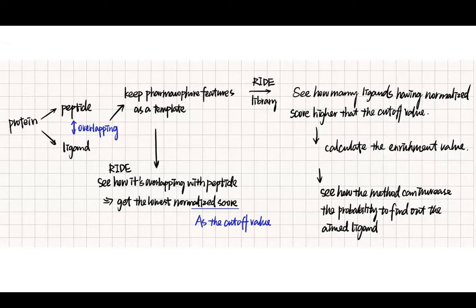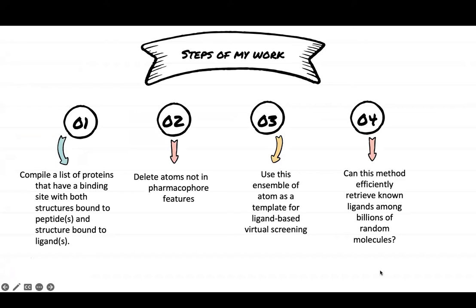If everything is good, especially the normalized scores, then use the template in a bigger library to see how many ligands have normalized scores higher than the cutoff value. Then use the data, the number of real ligands and the number of small molecules in the library, to calculate the enrichment value, to see how the method can increase the probability of finding the aimed ligand. And I divide the whole process into four main components.